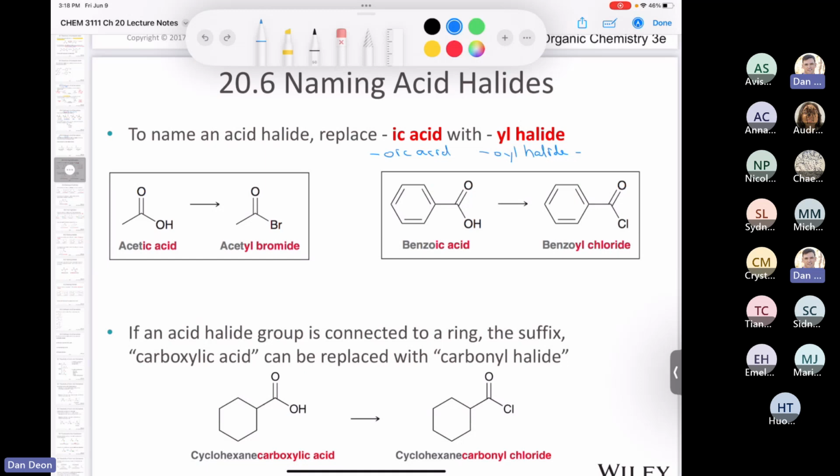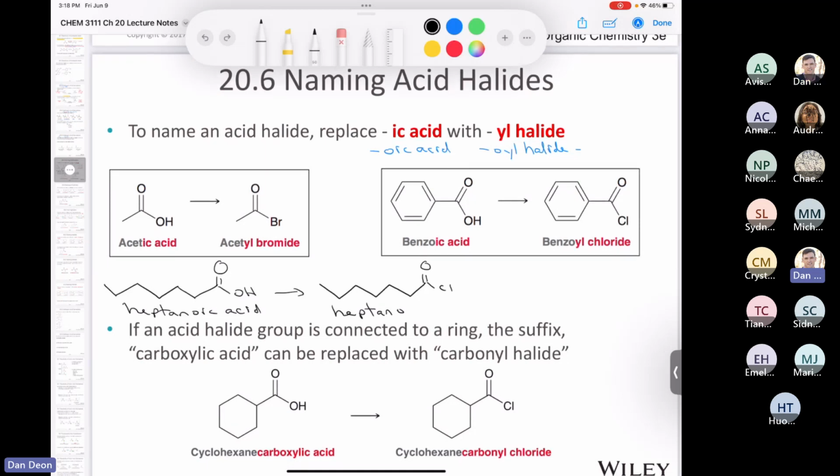And if you're wondering about the oic acid thing, let's say you had something like this, okay? So this is 1, 2, 3, 4, 5, 6, 7. So this would be heptanoic acid. If you make the acid chloride, this becomes heptanoyl chloride. All right, so we replaced oic acid with oyl chloride.